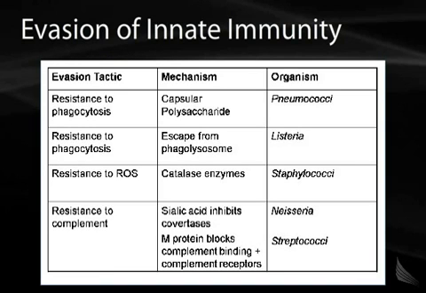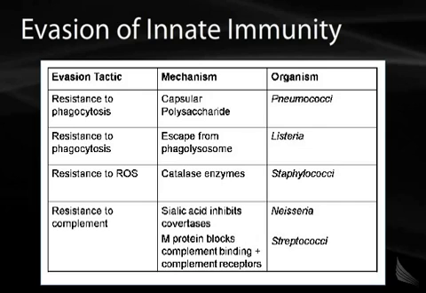Now, what happens if these critters can evade innate immunity? Remember, we said this is our first line of defense. Innate immunity actually takes care of most of these bugs, but there are bugs that can get through. They've evolved mechanisms to get through. So let's look at a couple of these and see how the bacteria are getting smarter. Resistance to phagocytosis: certain bugs have evolved capsular polysaccharide envelopes, if you will, these polysaccharide shells that surround the bugs and make them resistant to phagocytosis. Pneumococcus is famous for this.